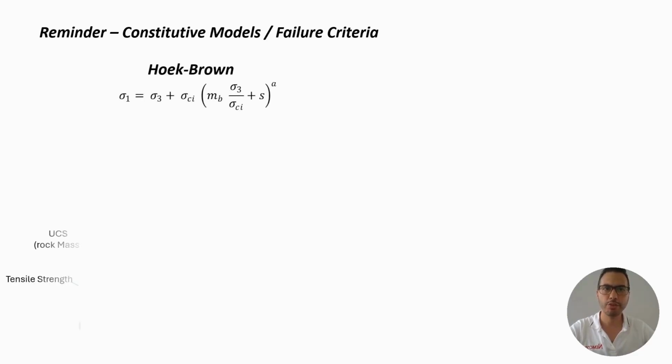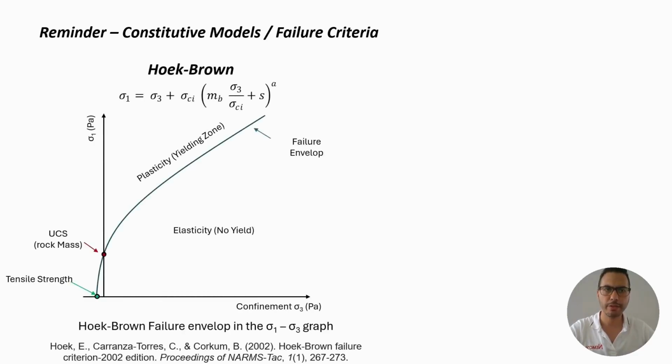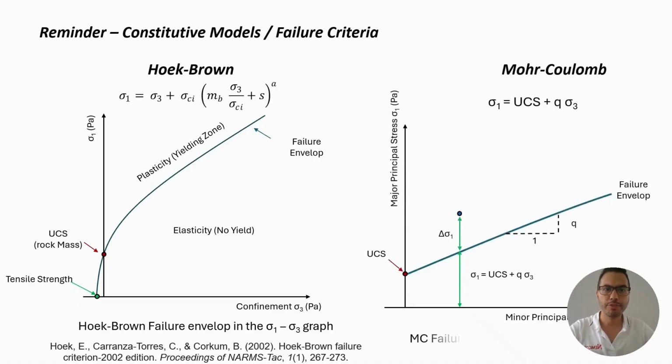We have the commonly used Hoek-Brown nonlinear failure criterion expressed based on the UCS, mb, s, and a parameters. Another commonly used failure criterion is the linear Mohr-Coulomb model that is expressed in terms of cohesion and friction angle. Same principle as Hoek-Brown. Below the criterion is the elastic zone and above is the plastic zone.